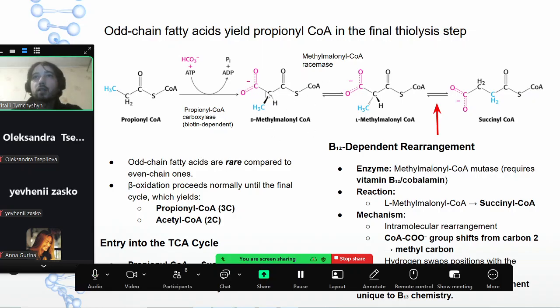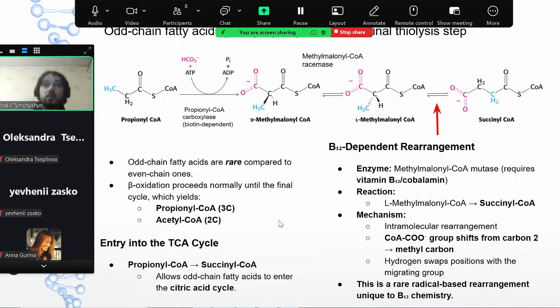With the propionyl-CoA carboxylase that is biotin dependent, you can get to the D-methylmalonyl-CoA. So here it is. Then through the racemase, it can be transformed into the L-methylmalonyl-CoA, and then through the B12 dependent rearrangement, that's vitamin B12, it is transformed into the succinyl-CoA that can be used in the Krebs cycle. So that basically allows for the entrance of odd chain fatty acids into the Krebs cycle.